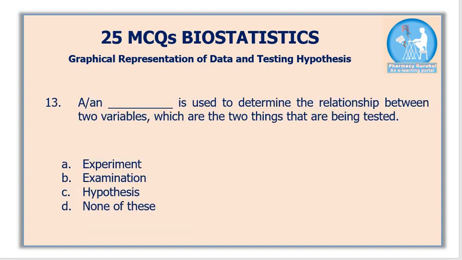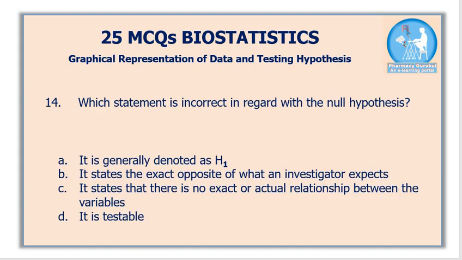13th question. A/n dash is used to determine the relationship between two variables. Which are the two things that are being tested? And the correct answer is option C, hypothesis. Question number 14. Which statement is incorrect in regard with the null hypothesis? And the correct option is option A. It is generally denoted as H1. We all know that null hypothesis is denoted by H0, not H1.